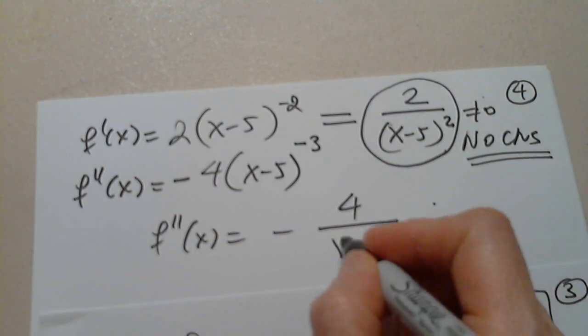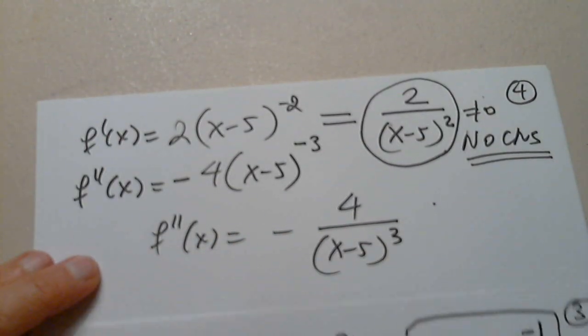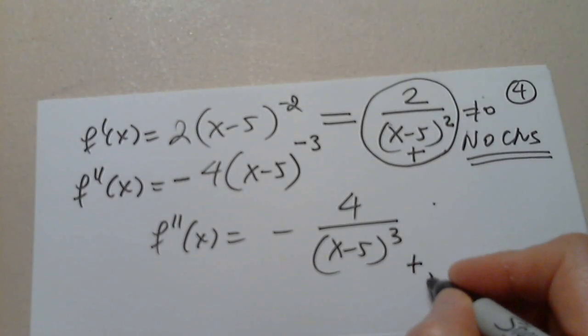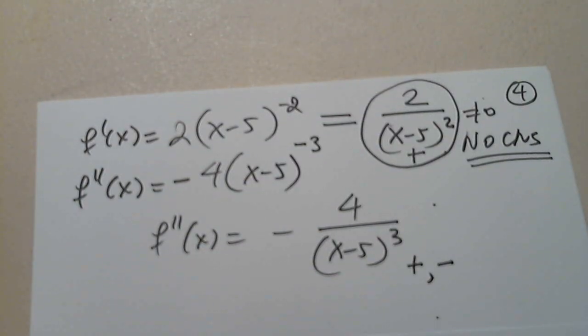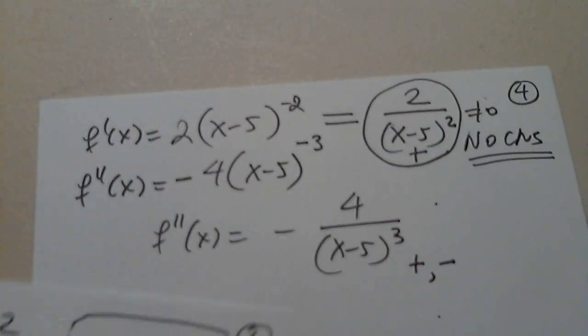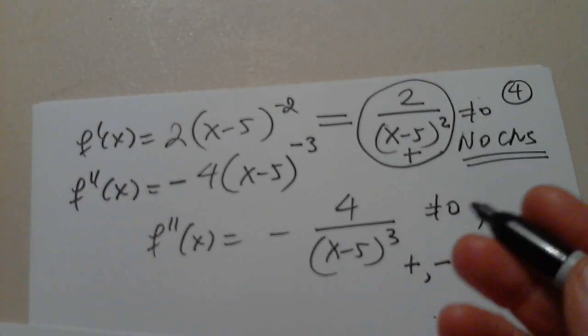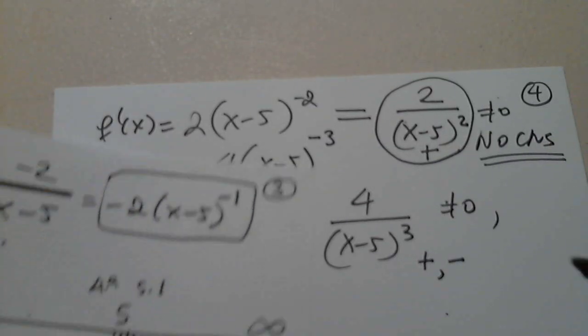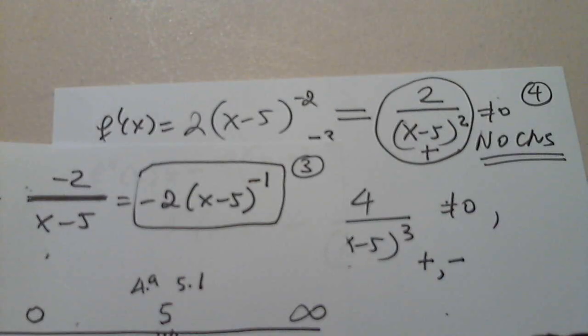Because it's negative 4 over x minus 5 to the third. This can never be negative, but x minus 5 to the third can be positive and also negative. So I have to be careful now. Let's study the sign, because I need the sign for the second derivative. It's never 0, of course, the same thing. There are no inflection points because it's never 0. It's undefined when x is 5, but so is the function, so no discussion there.